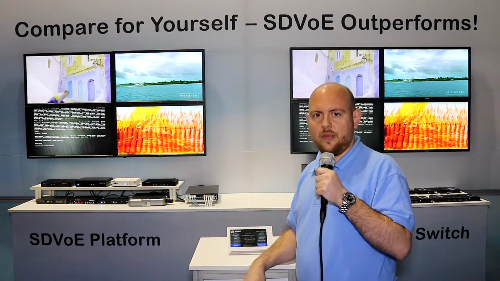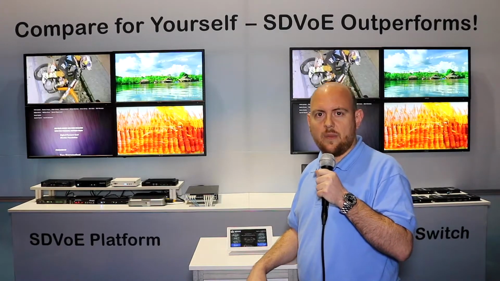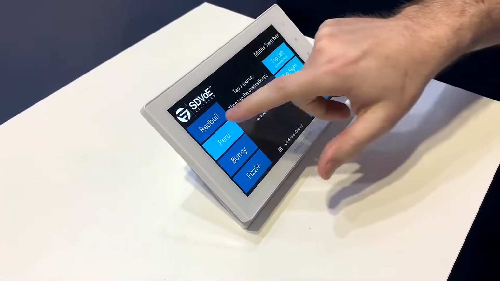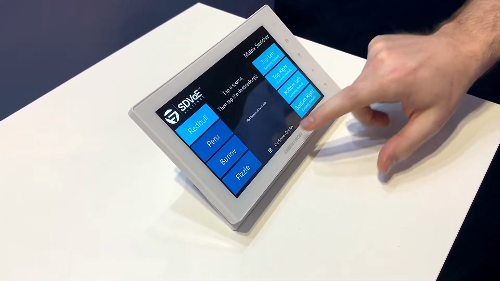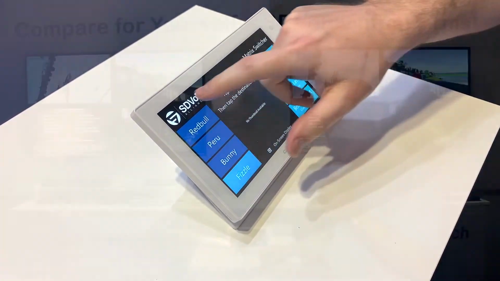Both of these systems are being fed by the same set of 4 sources. Both of these systems are driving 4 independent displays. And I'm using this Crestron touch panel as a way to control both systems in parallel. So anything I do to the system on the left happens to the system on the right simultaneously.